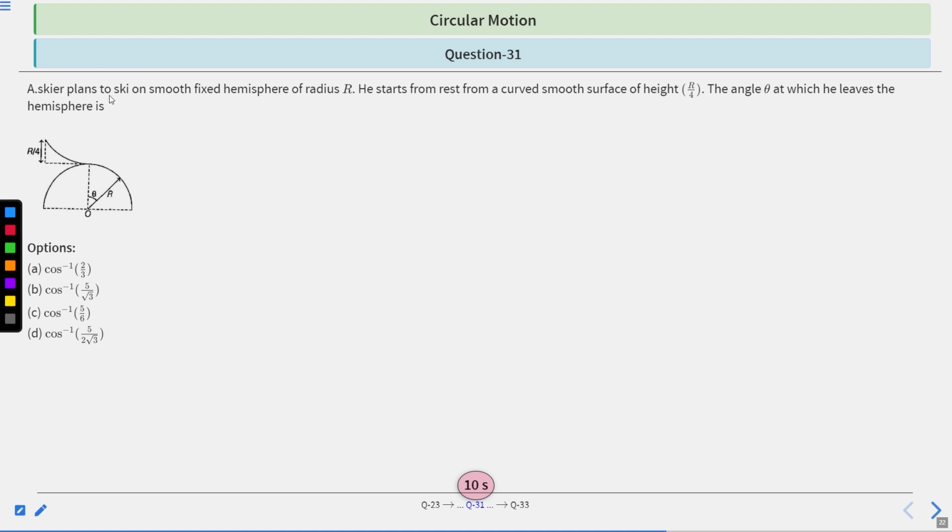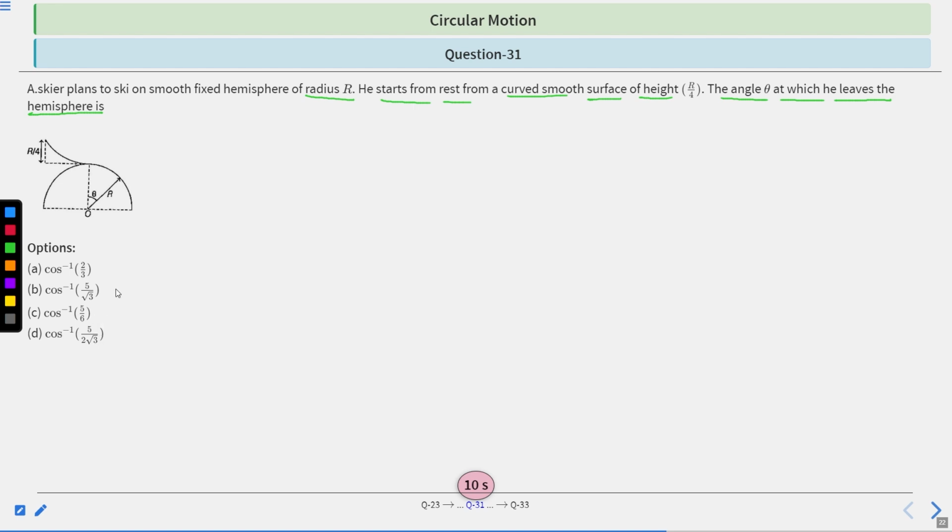A skier plans to ski on a smooth fixed hemisphere of radius r. He starts from rest from a curved smooth surface at height h equal to r by 4. The angle theta at which he leaves the hemisphere is? Which option is correct? Option A: cos inverse 2 by 3. Option B: cos inverse 5 divided by root 3. Option C: cos inverse 5 by 6. Option D: cos inverse 5 divided by 2 root 3. Which one is correct?